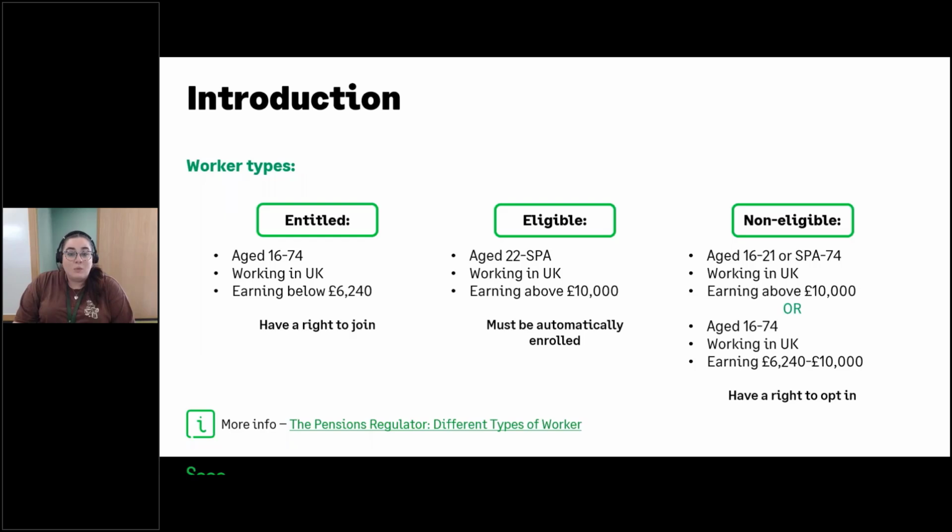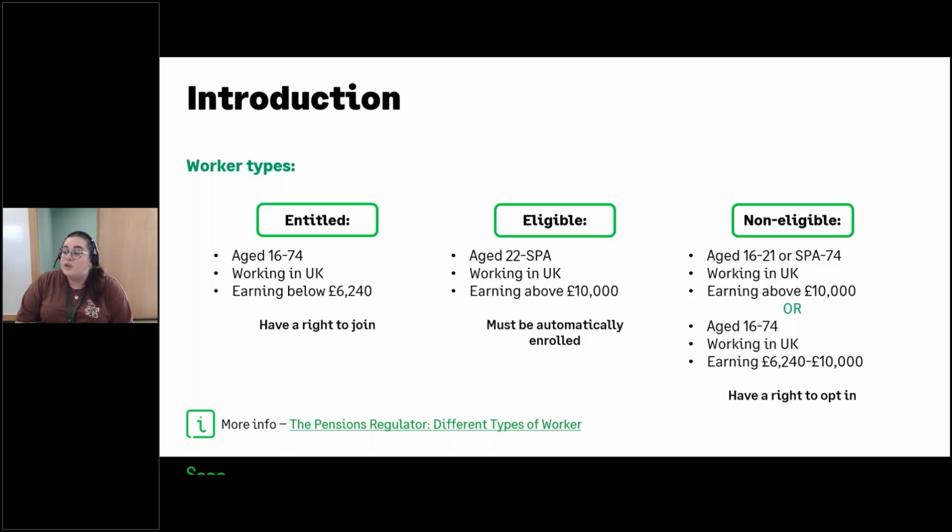I would like to explain the worker types for your employees and just talk about these a little bit more, because when your employees are assessed, they will be assigned to one of these worker types. So that's going to be either entitled, eligible, or non-eligible. An entitled employee would be somebody who's aged 16 to 74, working in the UK, earning below £6,240. And these employees would have a right to join your pension scheme. You've then got eligible, so these are employees aged 22 to state pension age and working in the UK, but they're earning above £10,000. These eligible employees are the employees who must be automatically enrolled into your pension scheme.